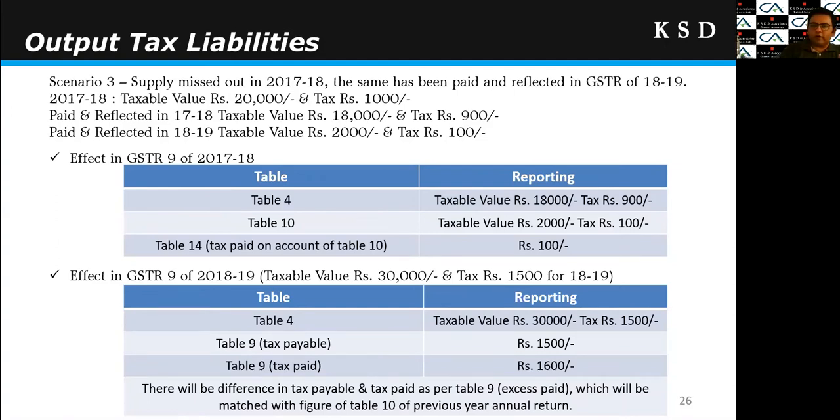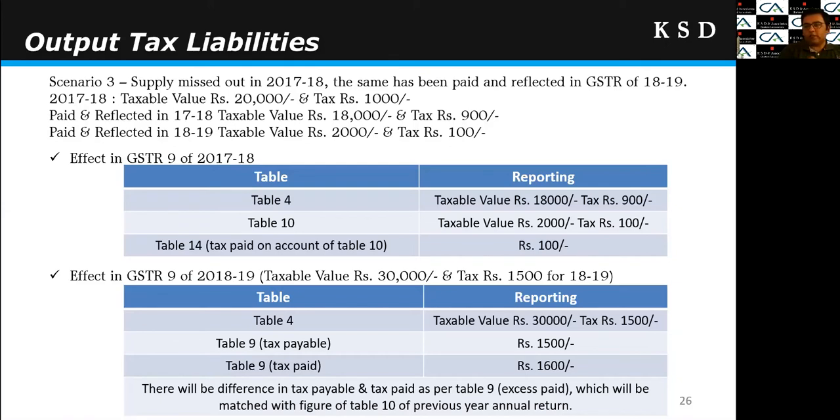In 2017-18, my total turnover was rupees 20,000 and tax liability 1000. In 2017-18, I have reflected 18,000 turnover and 900 tax liability, and the remaining 2,000 turnover and 100 rupees liability I have discharged and reflected in GSTR 3B and GSTR 1 of 2018-19. So in this case, what will we do? In the annual return of 2017-18 already filed, we would have disclosed the taxable value of 18,000 and tax of 900 in table 4, because we have discharged the liability on the same. Then taxable value of rupees 2000 and tax of rupees 100 in table 10, right?